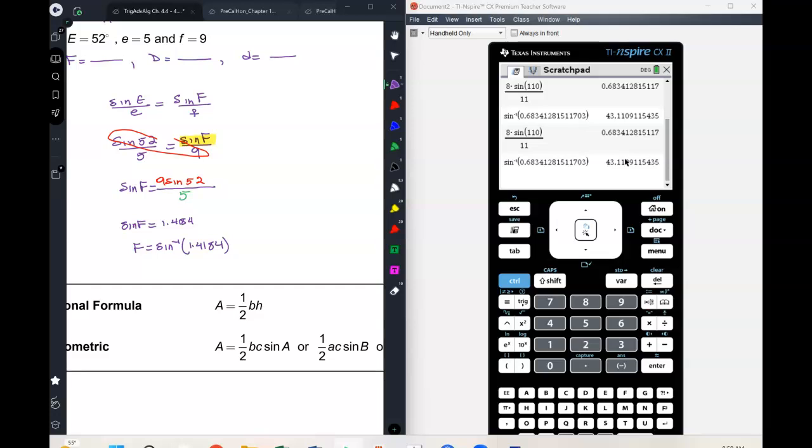Oh, plot twist. You get undefined. Why? What's the range for sine? When you graph sine, how high does it go? 1 to -1. So can you get sine of something to equal 1.4? No. So that means you cannot create a triangle with these given measures.